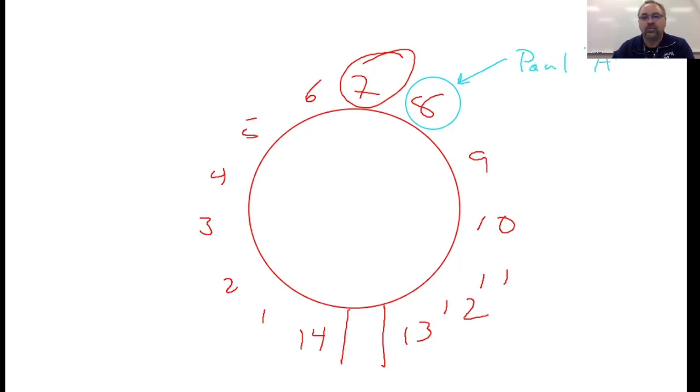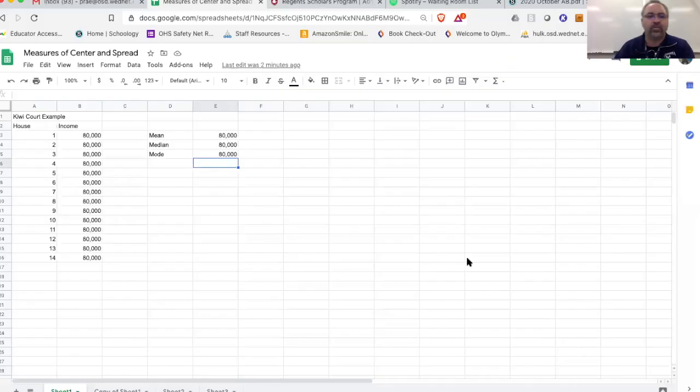Okay, so what's going to happen is we're going to exchange Hunter and his wife Michelle's $80,000 a year salary for Mr. Allen's salary, which is a little bit different than the rest of Kiwi Court. What do you think is going to happen to our measures of center? Okay. Conservatively, Mr. Allen was making about $40 million a year at that point.